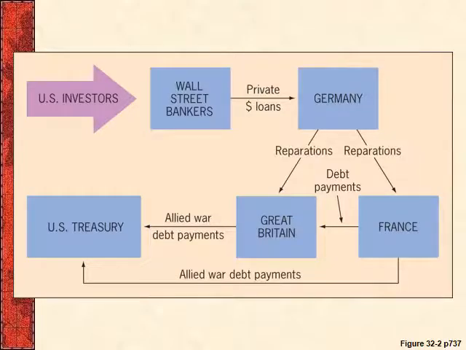You're going to see this is kind of a graphic organizer of how this is solved at the end of the day. So you can look at this now and we'll get back to this. But Wall Street bankers make private loans to Germany. Germany starts paying back their reparations to Great Britain and France, who then make their debt payments back to the United States Treasury. So you can see we're the linchpin for this cycle here.